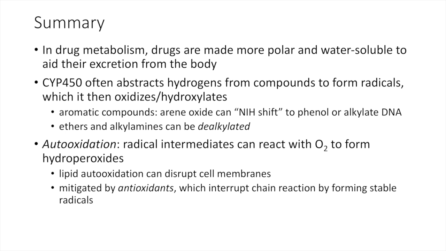Ethers and alkylated amines can be dealkylated or demethylated. This is very common in the metabolism of psychotropic drugs. Autooxidation is when radical intermediates, such as the kind we talked about in metabolism, can react with dioxygen to form hydroperoxides. When this happens with lipids, it can disrupt cell membranes. And so sometimes we take antioxidants to try and mitigate some of this damage. Antioxidants interrupt the chain reaction by forming stable radicals when they come across free radicals.